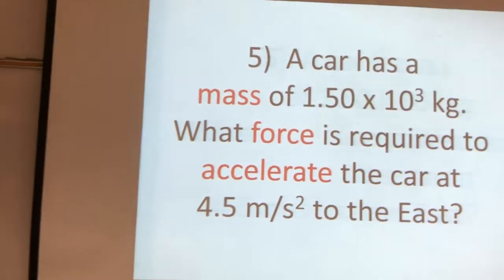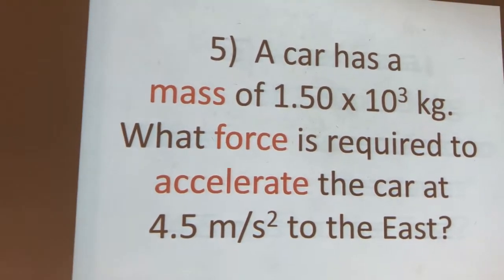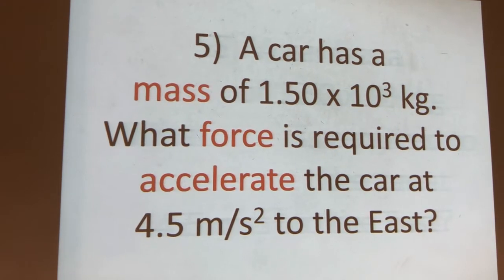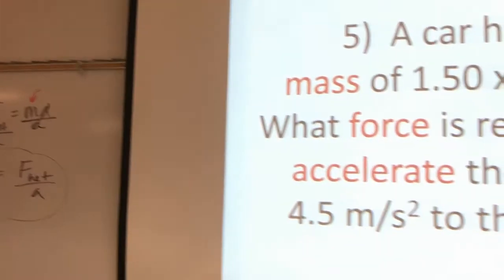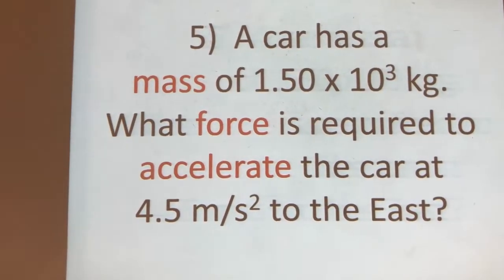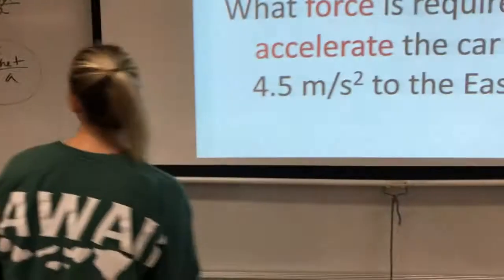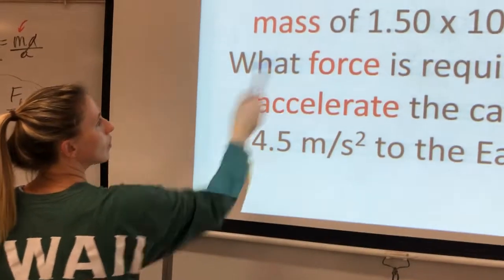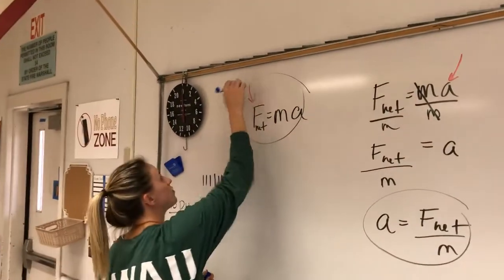A car has a mass of 1.5 times 10 to the 3rd kilograms. By the way, for those of you who are afraid of scientific notation, that's 1,500 kilograms. Move the decimal 3 places to the right. What force is required to accelerate the car at 4.5 meters per second squared to the east? What are we trying to find here? The force. So we're going to use this equation right here.